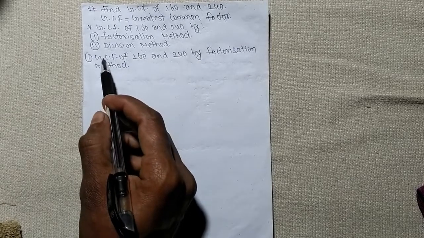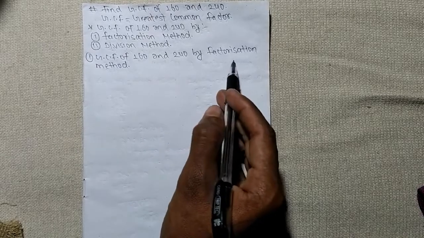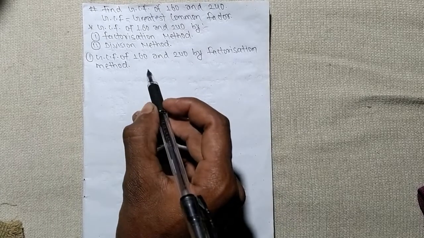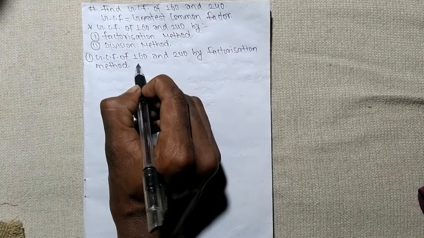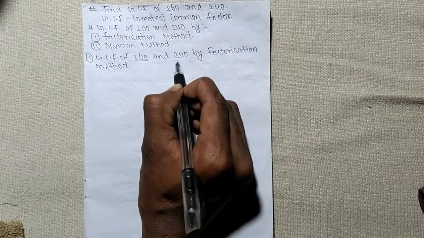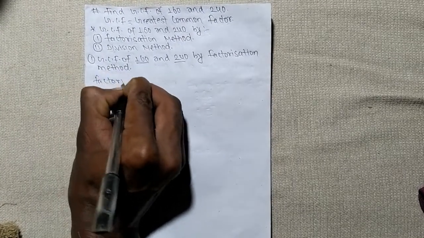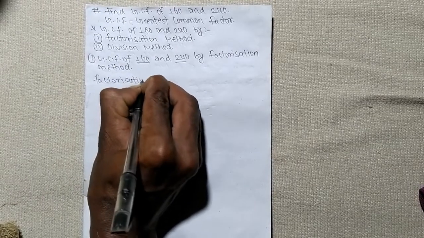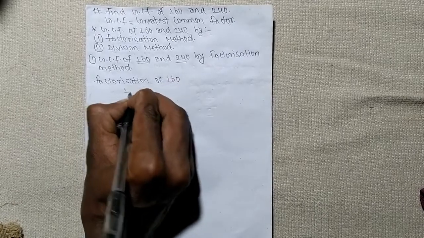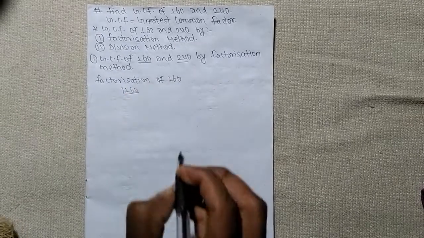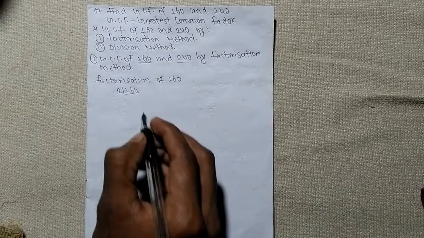First, the GCF of 160 and 240 by the factorization method. While finding the GCF by the factorization method, we have to factorize both numbers, that means 160 and 240. So, factorization of 160. As we know, while factorizing we have to choose the lowest number which can divide the given number.